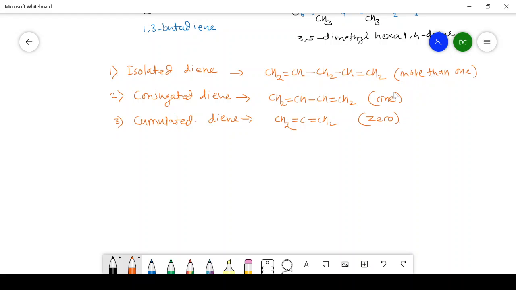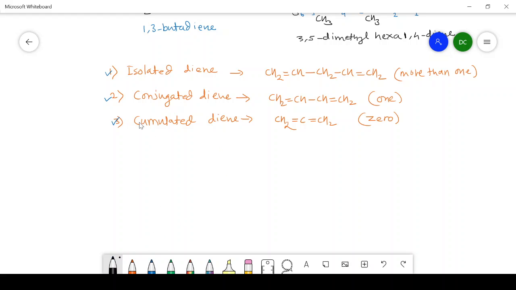So from these three terms, you can easily understand: if there is one single bond between two double bonds, then it is a conjugated diene. If more than one single bond is present, then it is an isolated diene. If zero single bonds are present between two double bonds, then it is a cumulated diene.